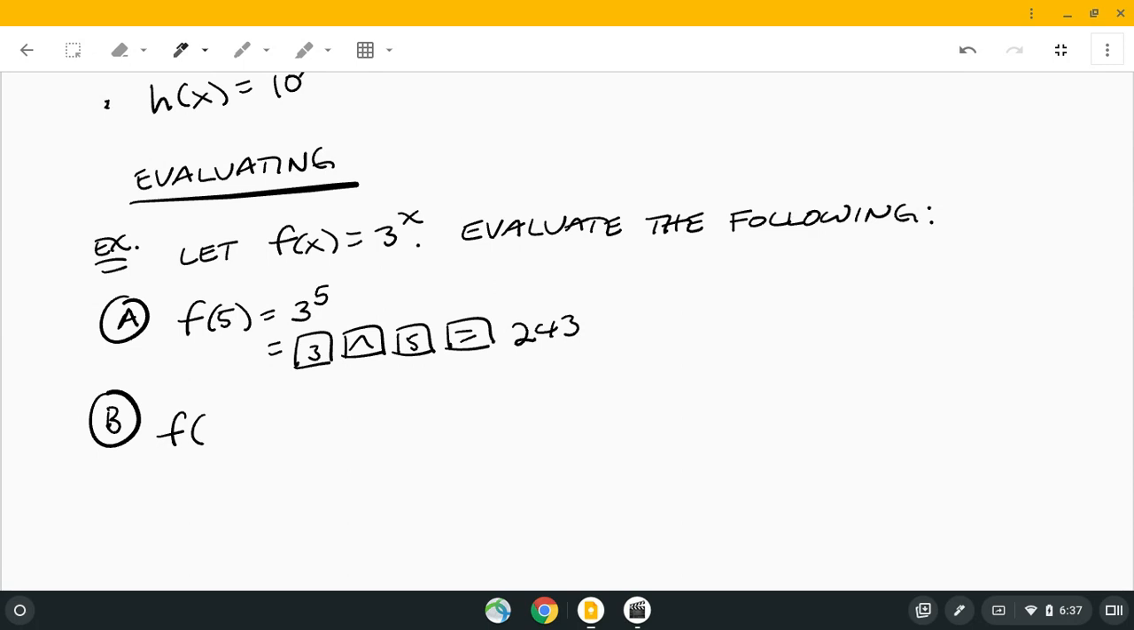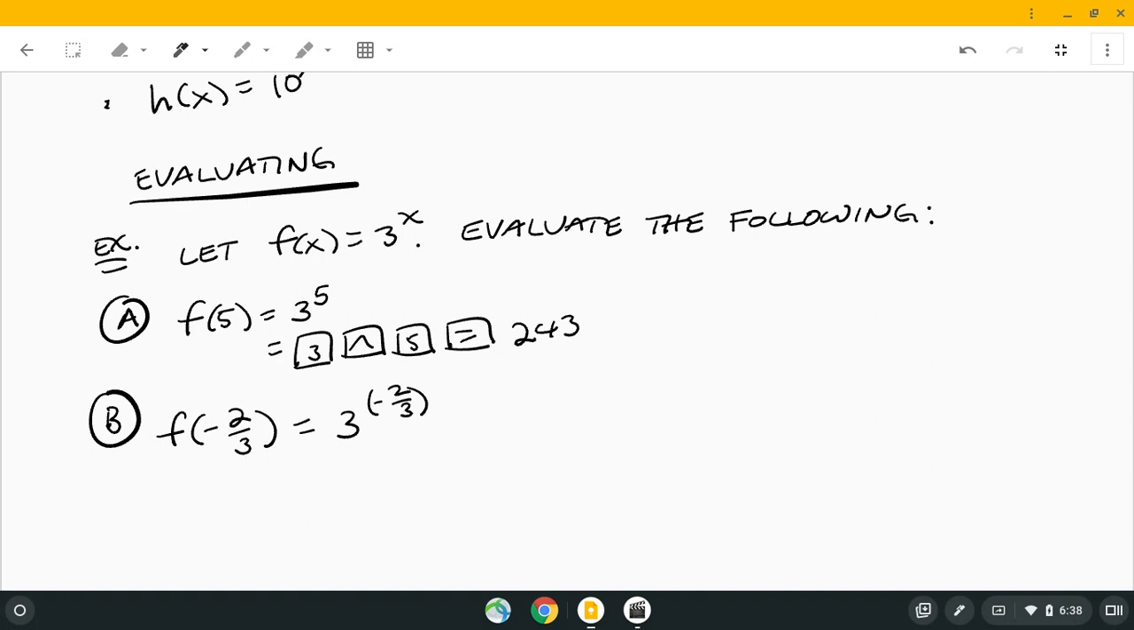Suppose you wanted to evaluate f of negative 2/3. So if you punch this into your calculator, 3 to the negative 2/3, go ahead and punch that in because sometimes students will get this wrong. It's important that you are doing it correctly.